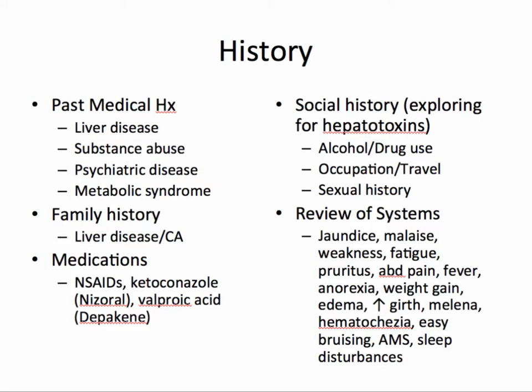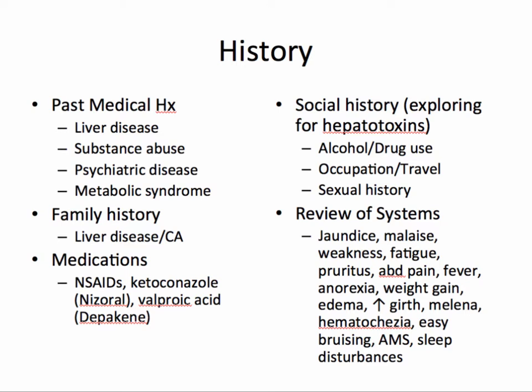Now let's discuss the assessment of liver function. In analyzing the patient history, you want to know if the patient has a medical history of liver disease, substance abuse, psychiatric disease, or metabolic syndrome. With family history, you want to know if the patient has a family history of liver disease or liver cancer.